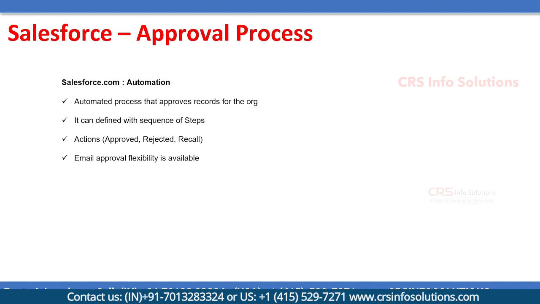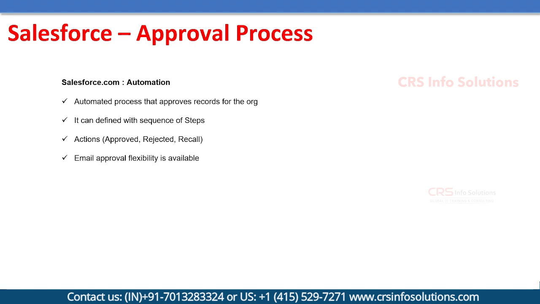Actions, in the sense, if you want to approve the record, if you don't want to approve the record, and if you want to recall the record. So that is the actions. Basically, if you want to get approval from your higher authorities on discounts, reimbursements, or timesheets, at that time we prefer the approval process. The approval process can be done via the Salesforce org, or you can do the email approval also.